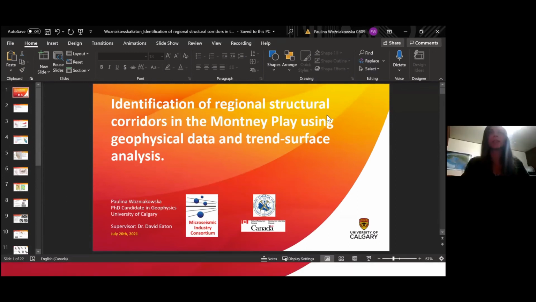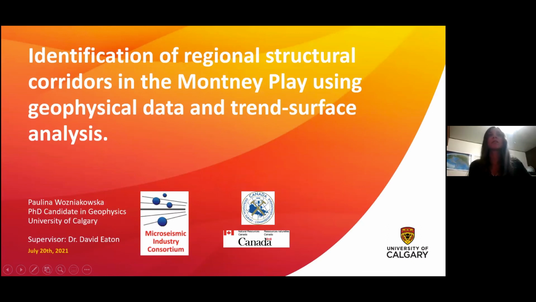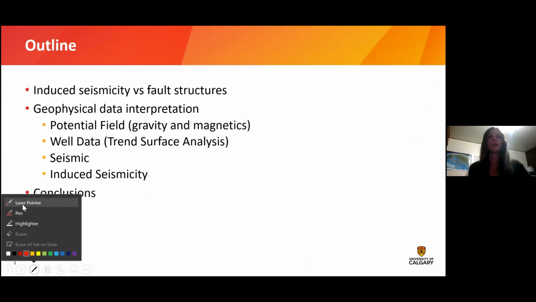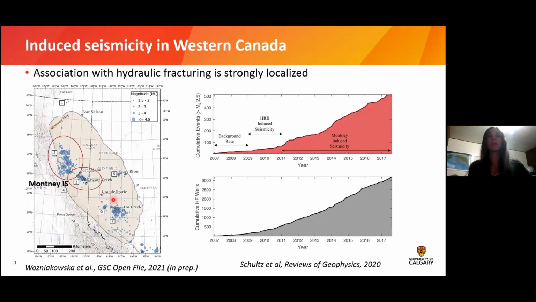Hello, everyone. Thank you for the introduction. So the title of my talk is Identification of Regional Structural Corridors in a Montney Play Using Geophysical Data and Terrain Surface Analysis. I'm a PhD candidate in geophysics at the University of Calgary. So the outline of my talk: first I will touch base on induced seismicity and its relationship with the fault structures. And then I will explain the results of our geophysical data interpretation, which consisted of several steps. And finally, I will sum up with some conclusions.